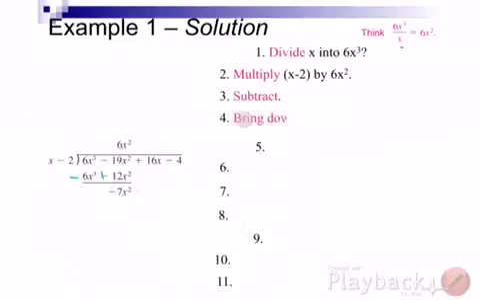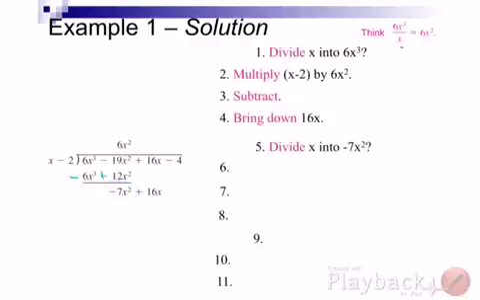My fourth step is to bring down my 16x, so I bring this 16x down and put it beside my minus 7x squared. My fifth step, I'm starting all over again and dividing. So I divide x into the minus 7x squared, so that's this part here, my x term now going into my minus 7x squared.